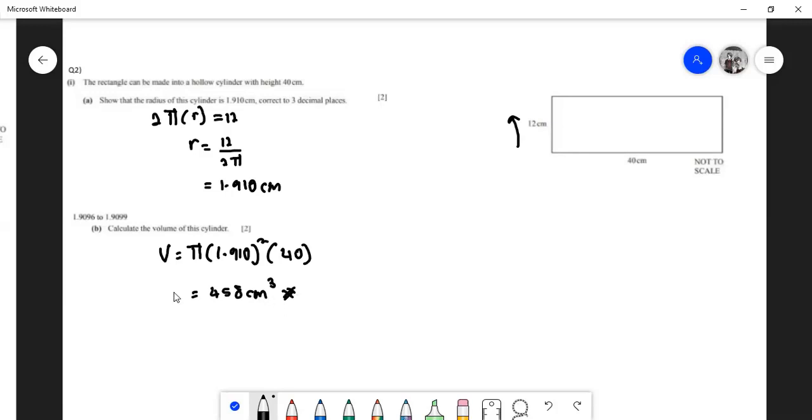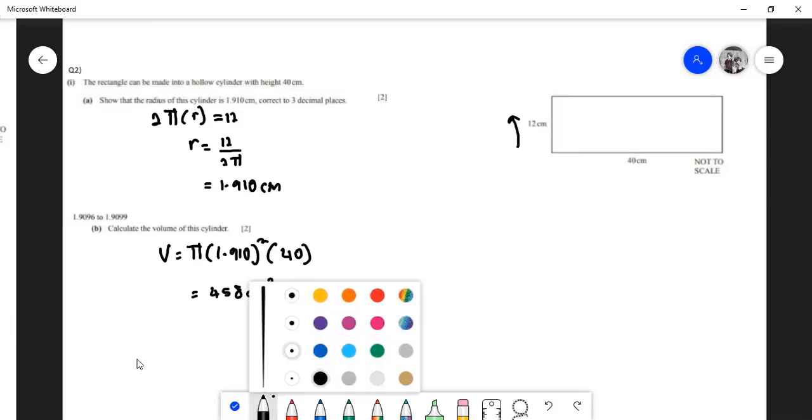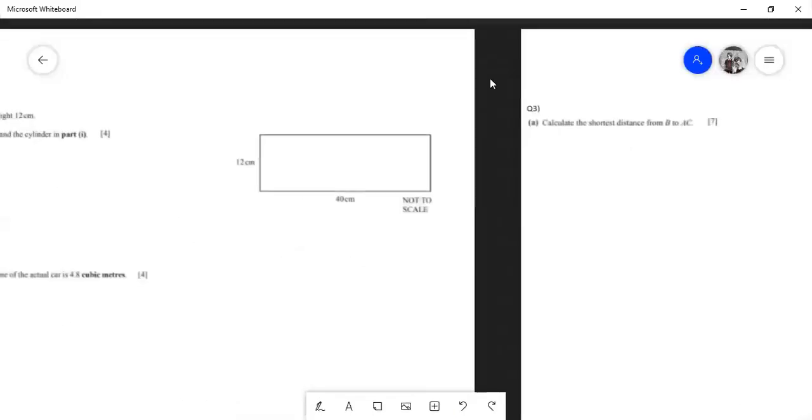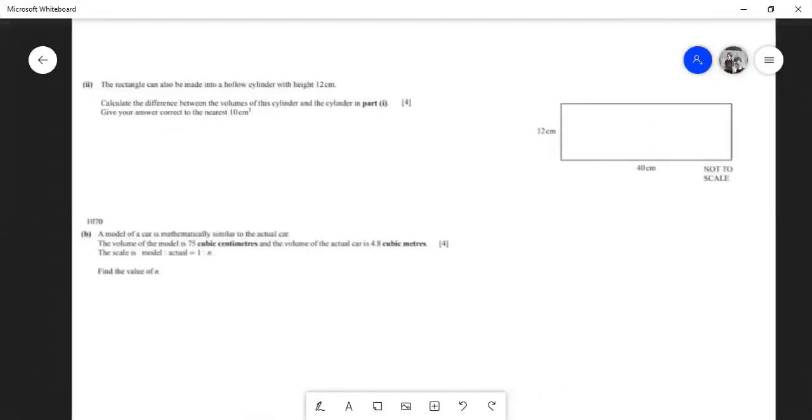So you can see some questions are not really that hard. Some questions are quite straightforward and direct. You don't need to think a lot to do this kind of question. So pretty much like that, and we can proceed with the next part of this question.